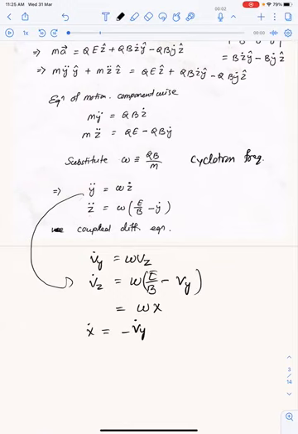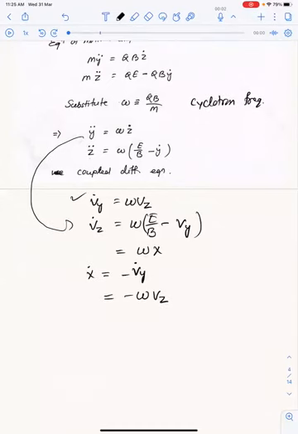And vy dot is this one. So you can substitute from here, and that turns out to be minus omega vz, right? Then you can do a further differentiation and put x double dot. So again you do the same substitution, and you will end up with minus omega vz dot. Now if you substitute for vz dot from here, you will have minus omega square x. Please look at it. That's how it will come out.